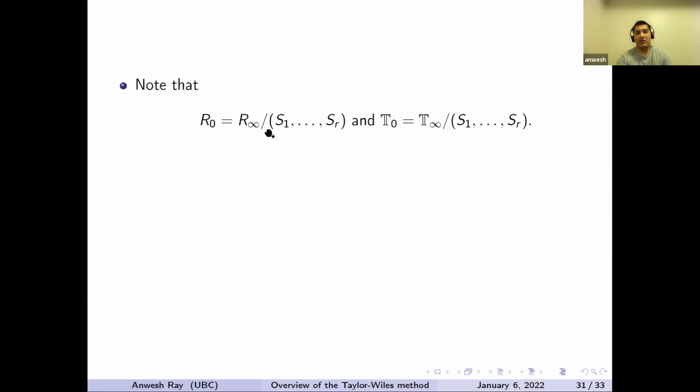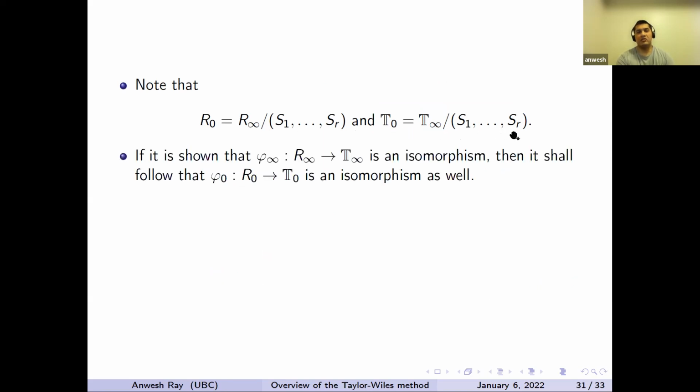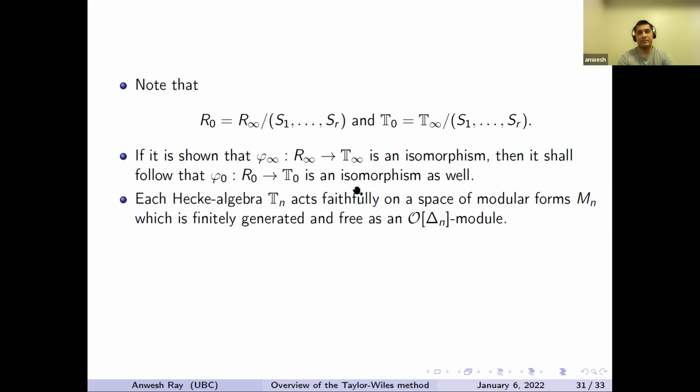So notice that R naught is R infinity modulo S1 to SR. Here S1 to SR generates this augmentation ideal, and T naught is T infinity modulo S1 to SR. So if R infinity is isomorphic to T infinity, then it follows that when you go modulo S1 to SR, you still get an isomorphism. So the initial map that you wanted to show was an isomorphism, you actually have shown that it's an isomorphism after you pass this inverse limit.